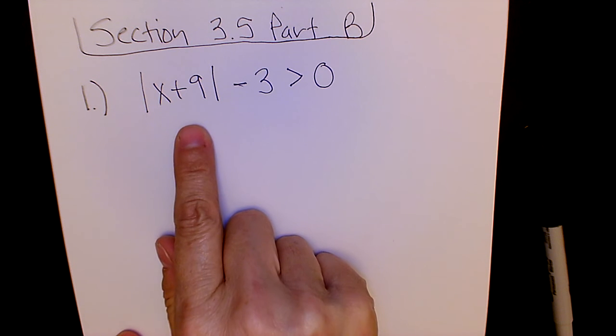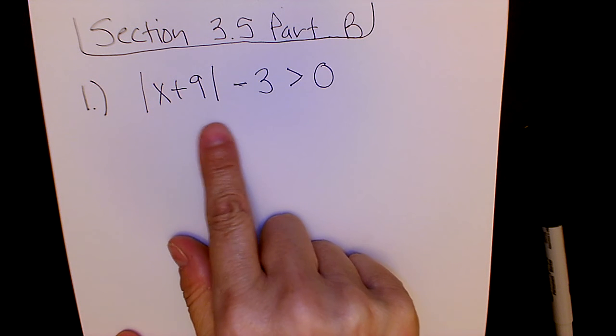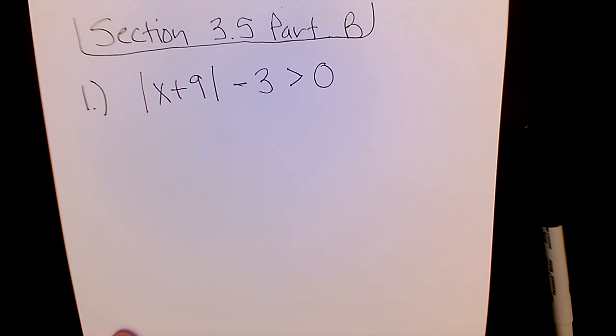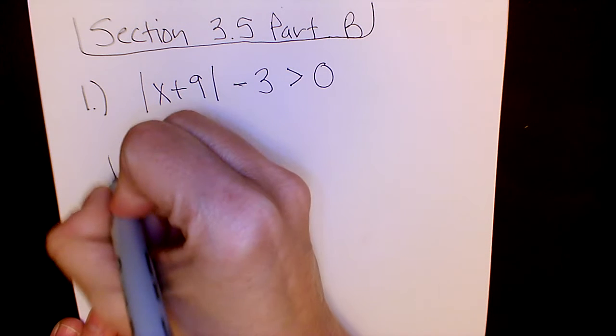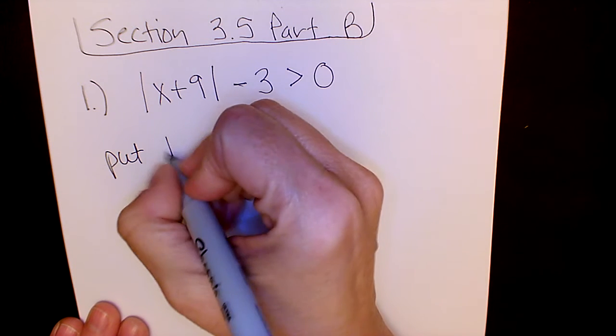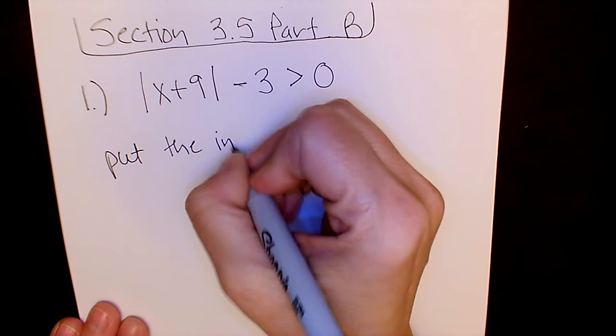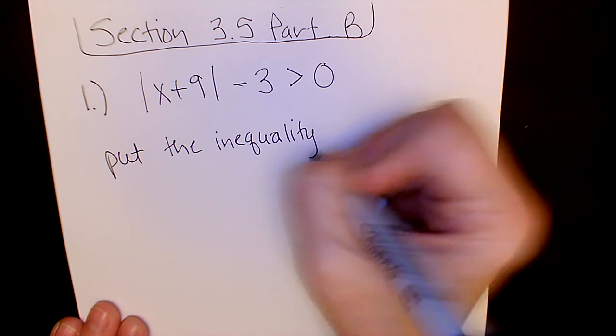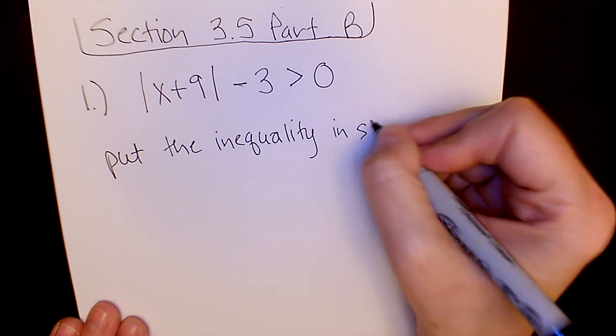So here's the first one I'm looking at: the absolute value of x plus 9, minus 3, is greater than 0. And this is just one, like I said, that I found on Hawks. So the very first thing you want to do is put the inequality, and they do ask you this on Hawks, in standard form.